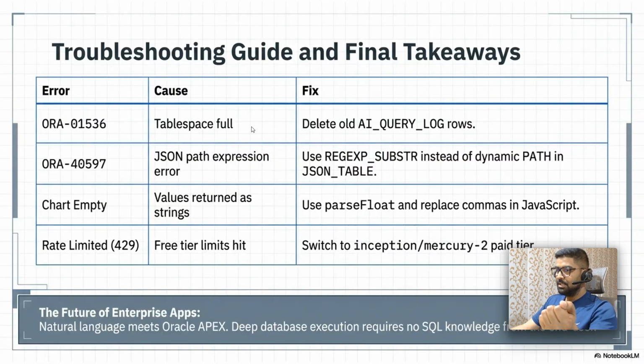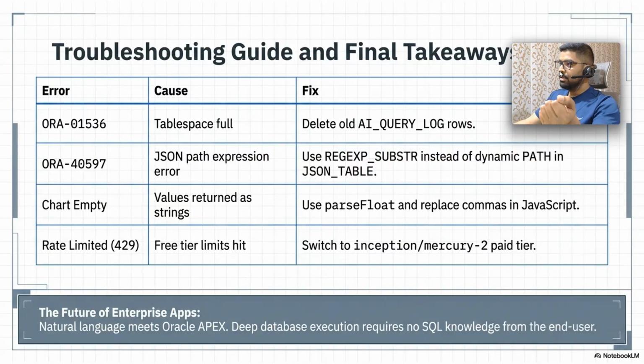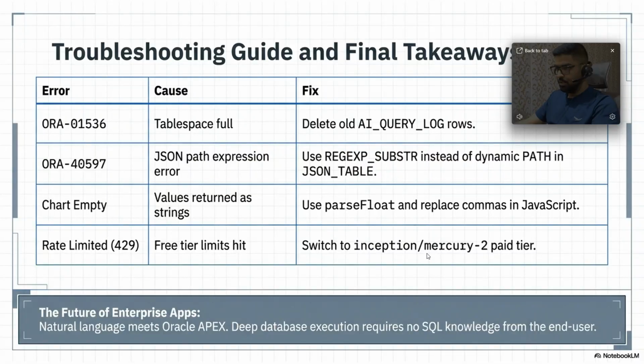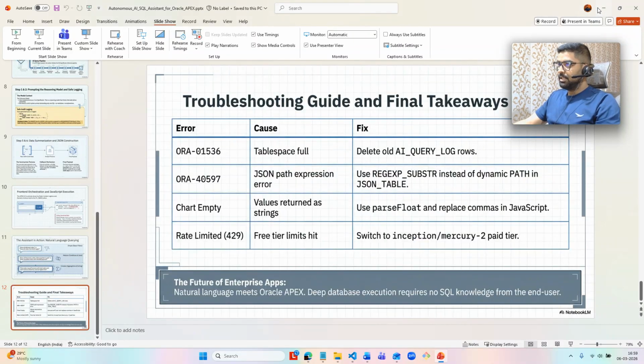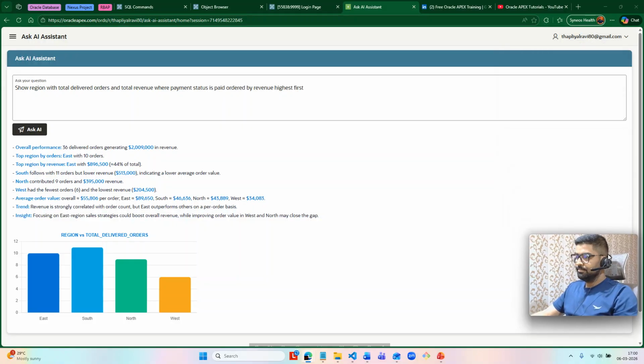So it can show you table space full, JSON path expression value returned as a string, free tier limit. Sometimes we have a token size, so you have to increase the token size as well. Initially it will be like 300, you can make it 1000 or 1500. As of now it's a free API, so you can do it. So now I'll quickly jump to my application and show you the backend.